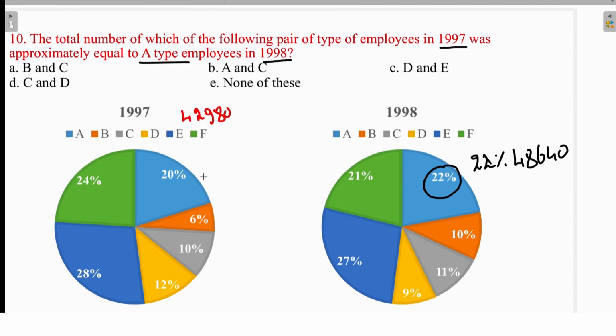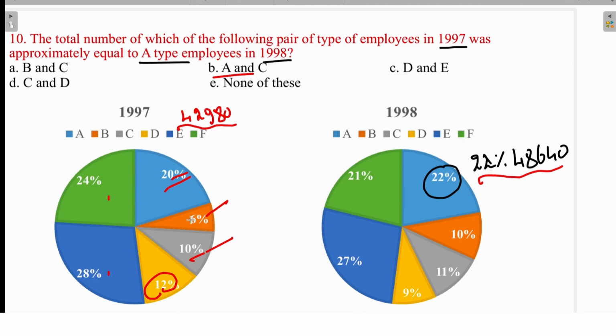If I take the first option, B and C, 6 and 10, 16 percentage of this number, 22% of this number, is it equal? No. By looking itself, you can tell this is not a possible option. A and C, 20 and 10, 30 percentage of this number versus 22 percentage, 8% is the difference. Definitely not possible. Then D and E, D will be 12, E will be 28, so again 40 percentage versus 22 percentage, not possible.